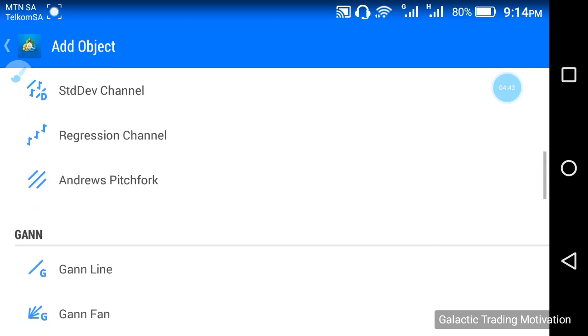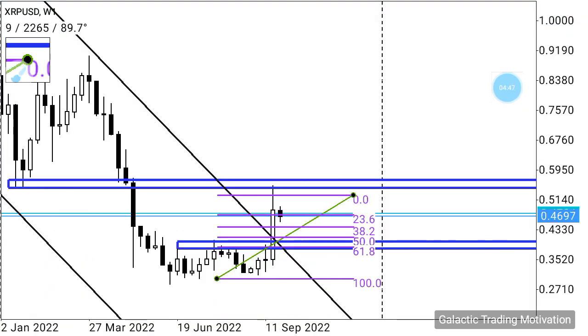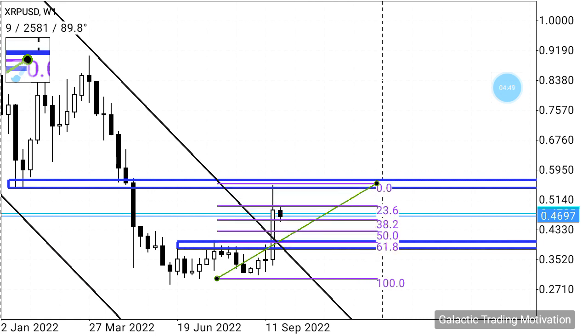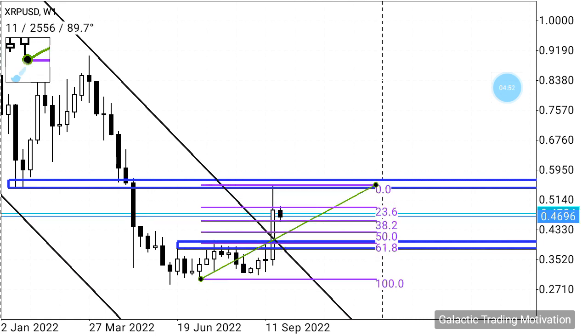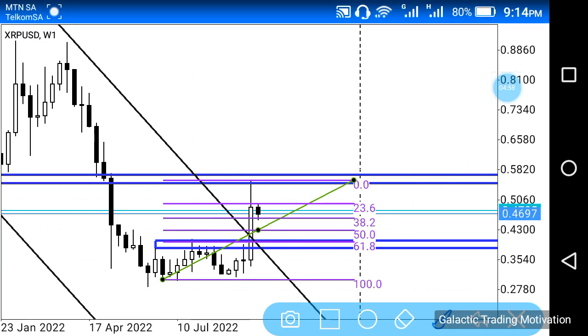So there we go. There goes our Fibonacci tool, and we can see that this W structure over here at this level has a neckline that aligns with the 61.8% Fibonacci retracement level, which is a good thing, and that, in my humble opinion, adds to what I've been saying.